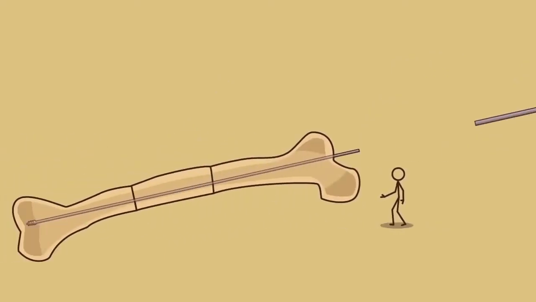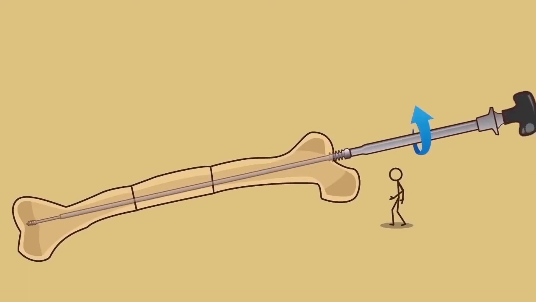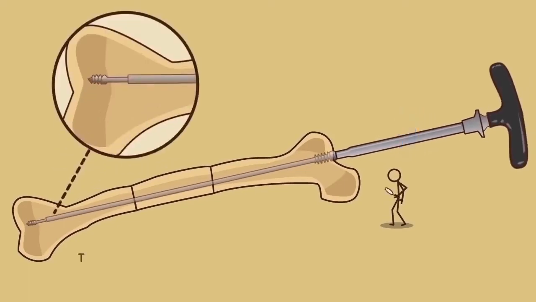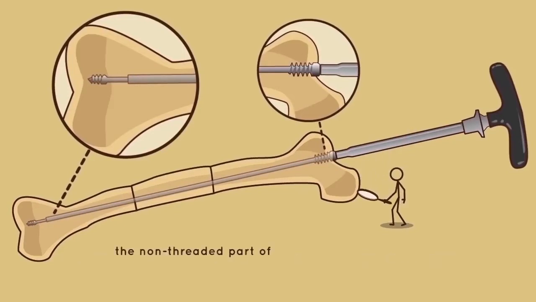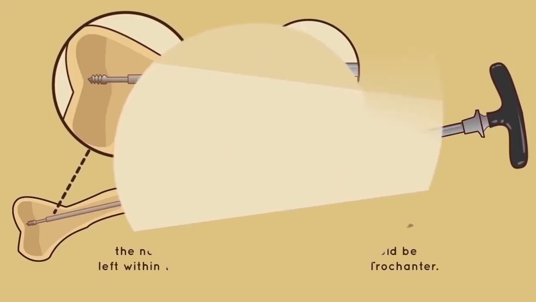Female component insertion. The female component is screwed into the greater trochanter using the female driver. The threaded portion of the female head should be inserted in bone at least 1 to 2 threads, whereas the non-threaded part of the female head should be left within the non-ossified part of the greater trochanter.